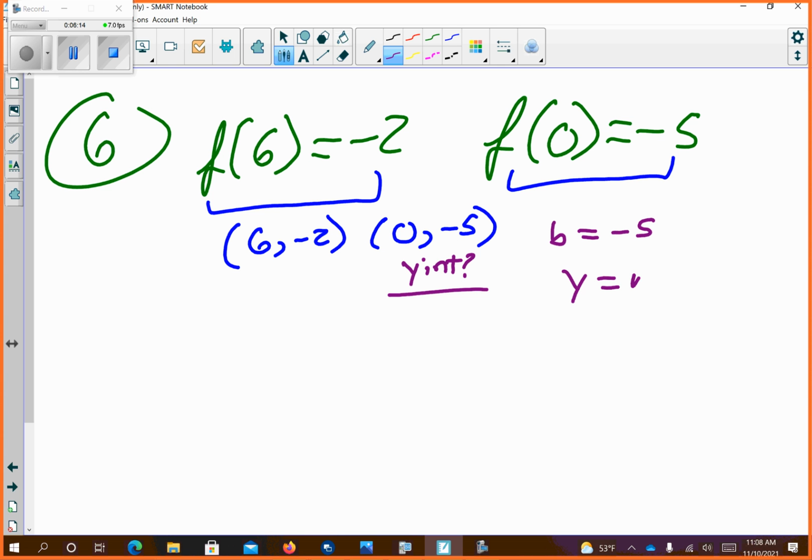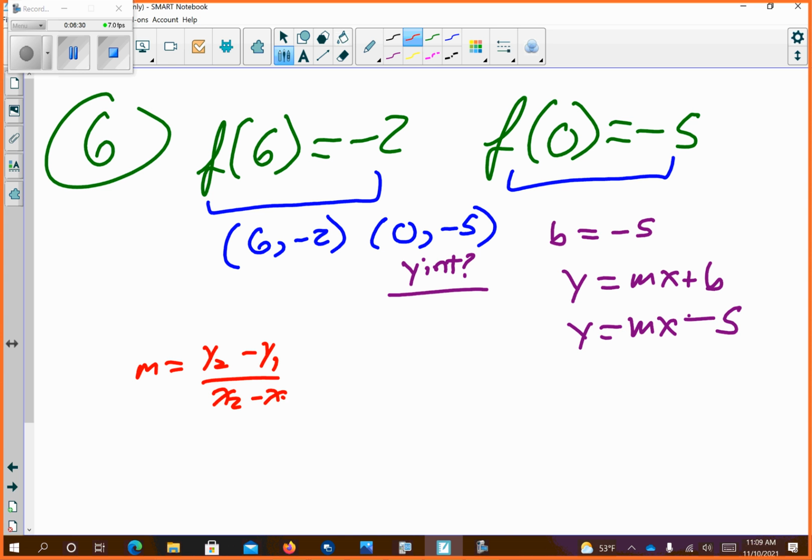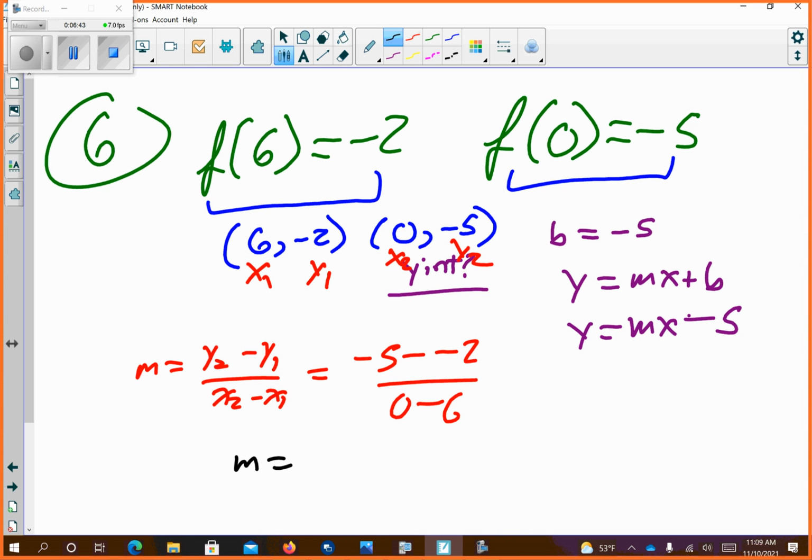So remember, I'm trying to get to this equation. So far I know this. So I just have to find the slope now, right? The slope is y2 minus y1 over x2 minus x1. I can label this x1, y1, x2, y2. Plug them in, I get negative 5 minus negative 2 over 0 minus 6. That's going to give me, let's see, that's plus, right? Negative 5 plus 2 is negative 3. 0 minus 6 is negative 6. So looks like I have a slope of positive 1/2.